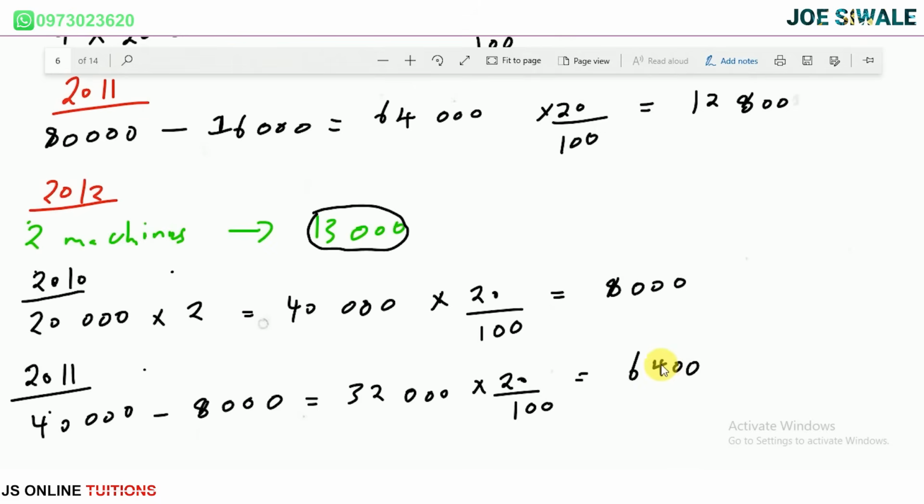So that means that we need to write off depreciation of the two machines for 2010 and 2011. So we are going to add 8,000 plus 6,400. And there, the amount there is 14,400. So we are going to record that.